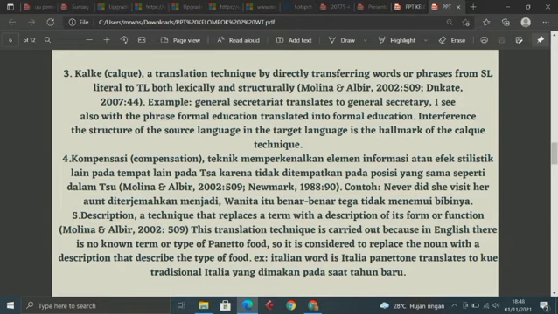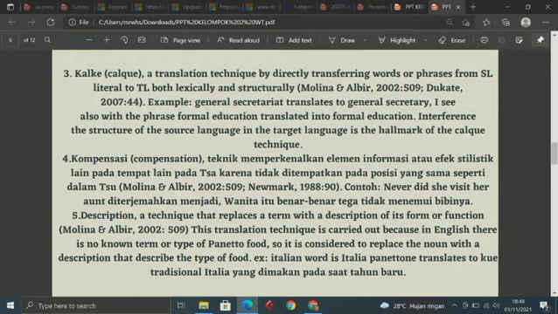Compensation. Teknik ini memperkenalkan elemen informasi atau efek stilistik lain pada tempat lain pada TSA karena tidak ditempatkan pada posisi yang sama seperti dalam TSU. Molina dan Albir 2002, 509, Newmark, 1988, halaman 90. Contoh, never did she visit her aunt, diterjemahkan menjadi, wanita itu benar-benar tega tidak menemui bibinya.